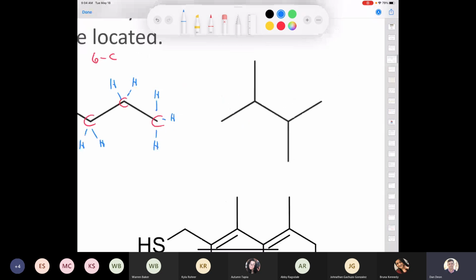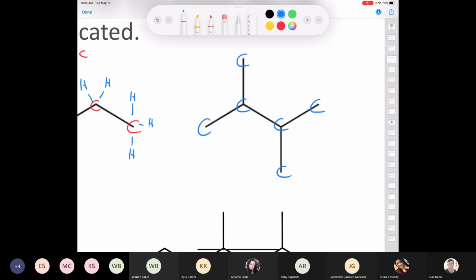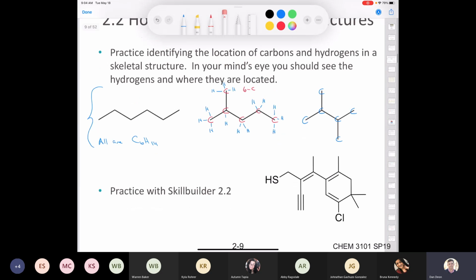Could anybody tell me how many carbons are in this molecule? Absolutely. Yes, there are 6. We have 1, 2, 3, 4, 5, 6. Notice that all of these compounds on the top are C6H14. I'm not going to fill in the hydrogens on all of them, but I want you to try and do that to make sure that you understand why all of them are C6H14. All right, let's see if we can do the next one.